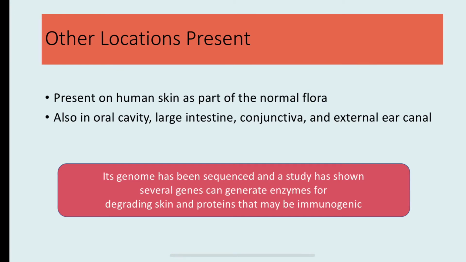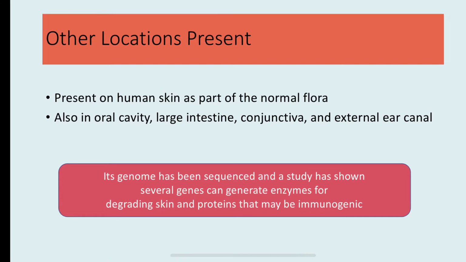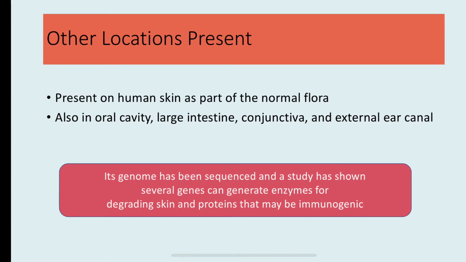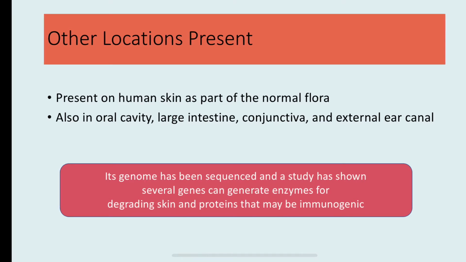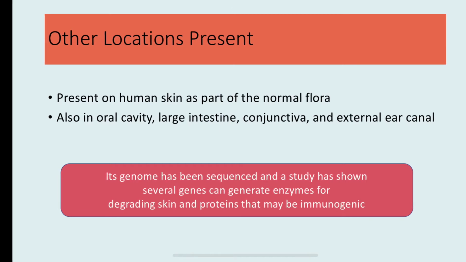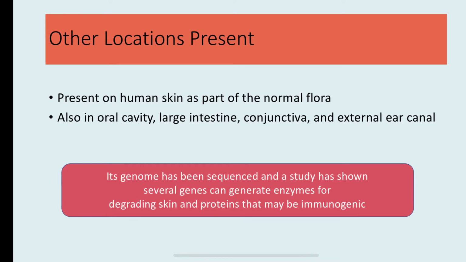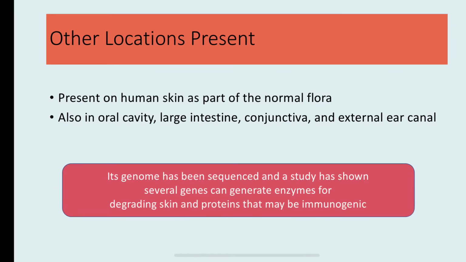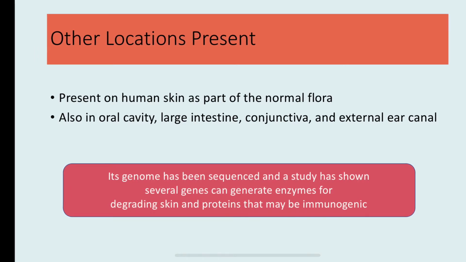While P. acnes is a part of the normal flora of human skin, it can also be found in other areas, such as the oral cavity, large intestine, conjunctiva, and the external ear canal. The genome of it has been sequenced, and the study has shown that there are several genes that can generate enzymes for degrading skin and proteins that may be immunogenic, meaning that they can provoke an immune response in the human body. As said earlier in the slides, humoral and cell-mediated, as well as complement activation.